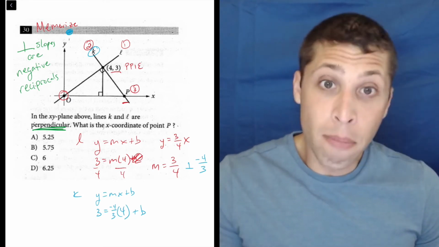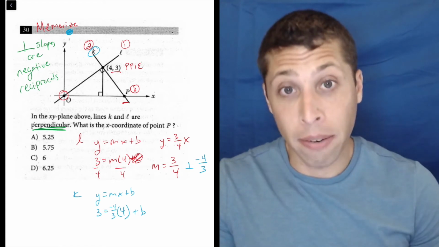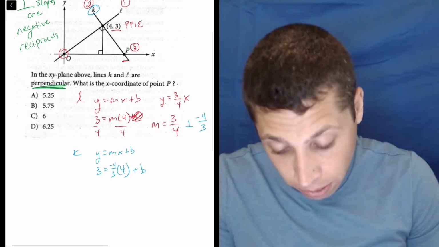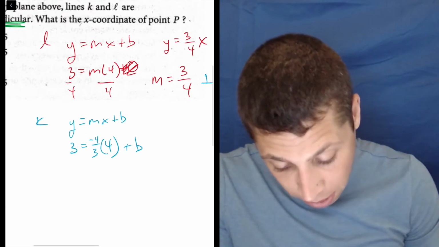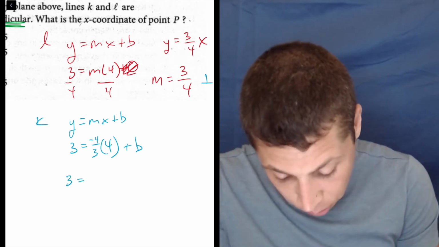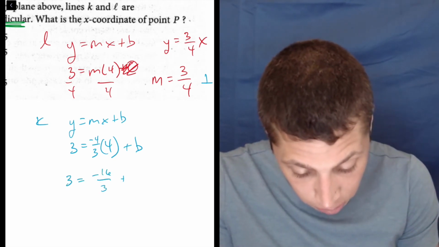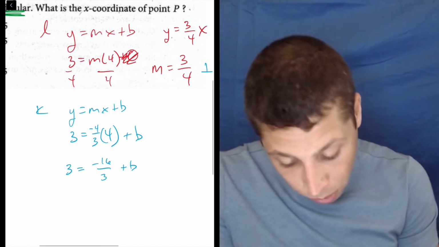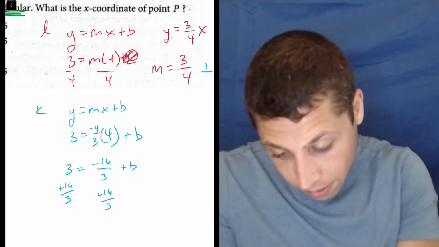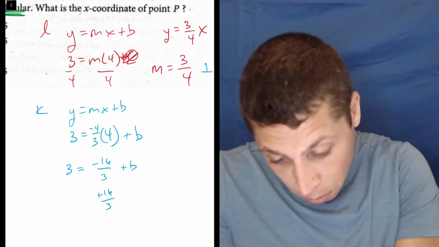So now we have most of an equation, and just out of habit, we should solve for b because we can, and it probably can't hurt, so let's do it. Let's zoom in here. What do we got to do? We got to do some fraction multiplication. So that's going to be 3 is equal to negative 16/3 plus b. So we can add 16/3 to both sides. In fact, let me do this a little bit more neatly.